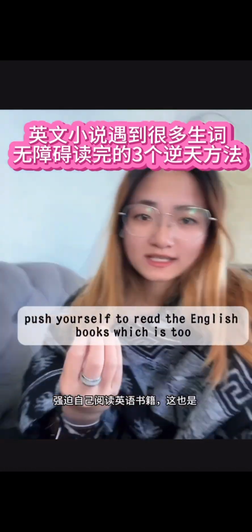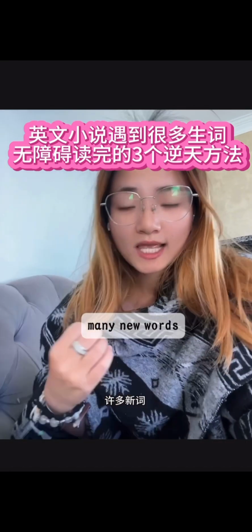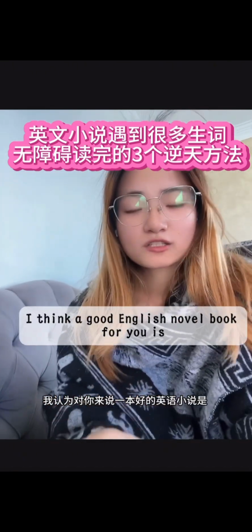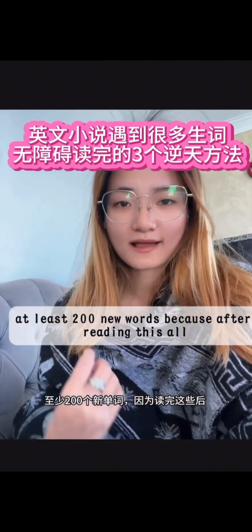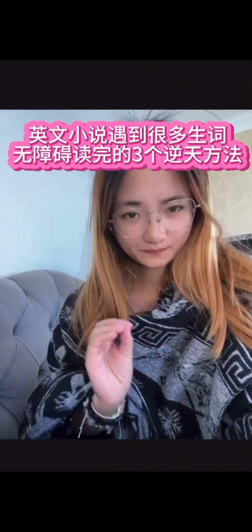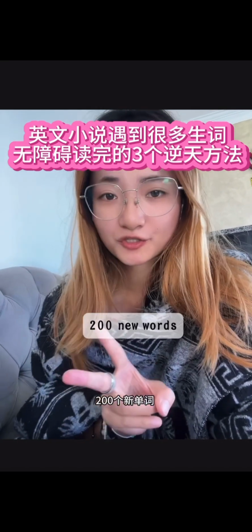Don't push yourself to read English books which have too many new words. I think a good English novel for you has at least 200 new words, because after reading the content of this book, you can get 200 new words.